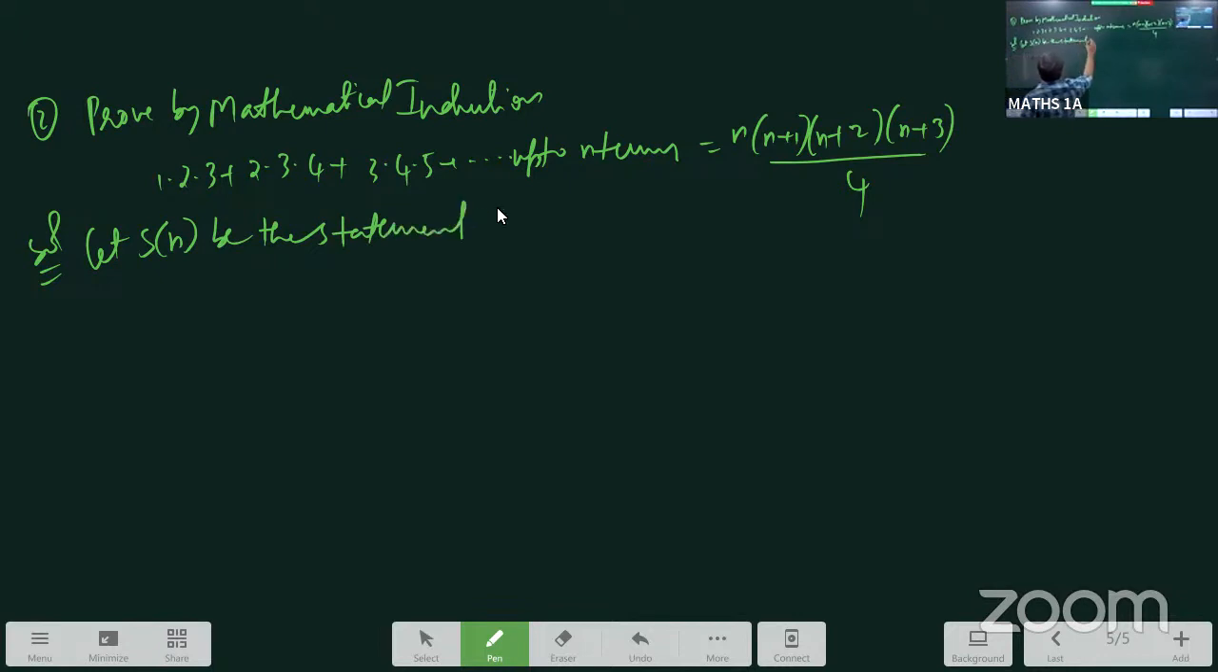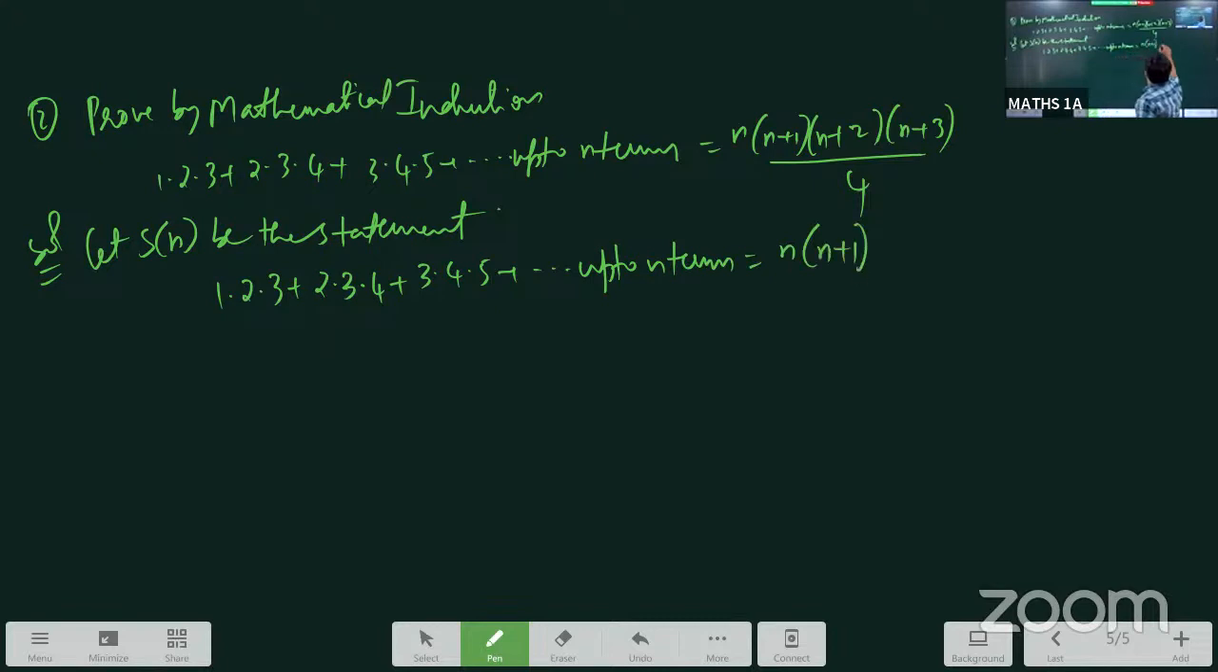Let S of n be the statement: 1 into 2 into 3 plus 2 into 3 into 4 plus 3 into 4 into 5 plus so on up to n terms is n into n plus 1, n plus 2, n plus 3 by 4. So again, your nth term is missing. Again, let us start with the nth term.